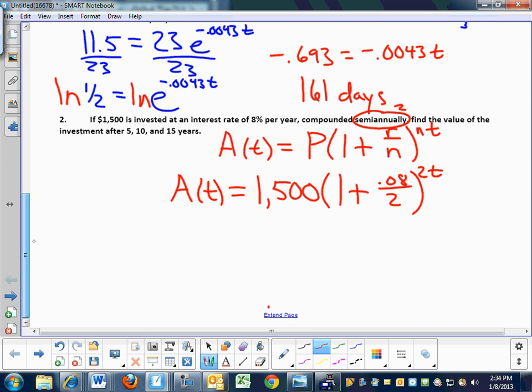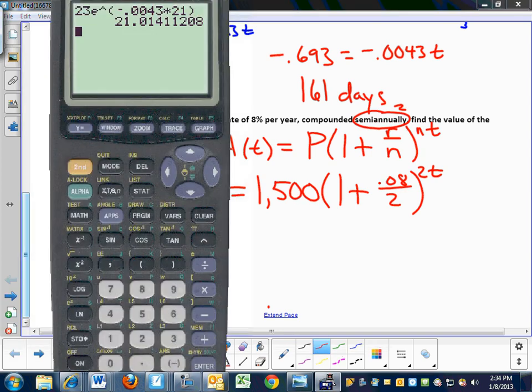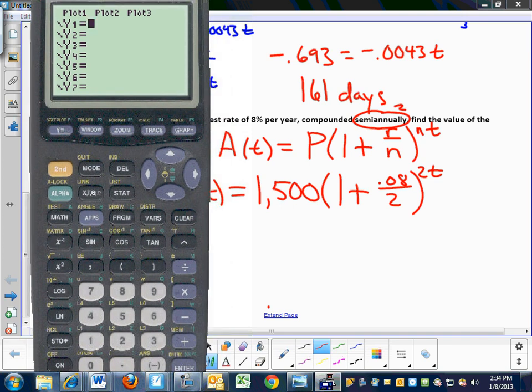Okay. All right. Let's go to our calculator and plug this in so we can just go to our table and get the 3 values right away. I have 1,500 times parentheses. What's 0.08 divided by 2? 0.04. So I'll have 1.04 to the 2x power.